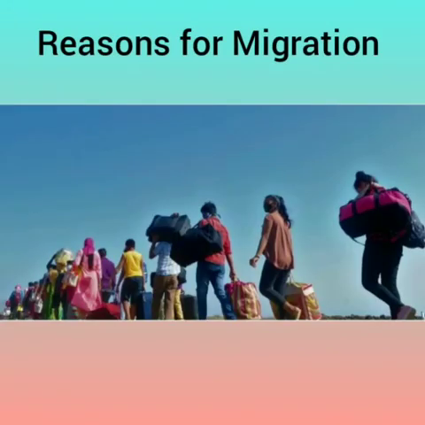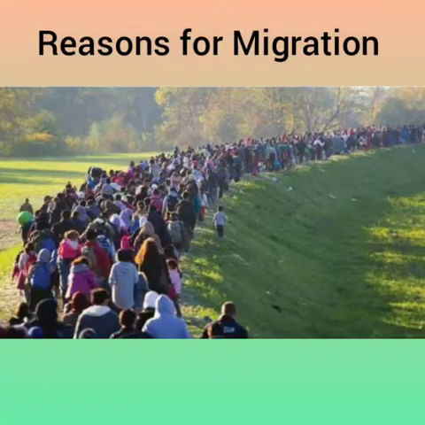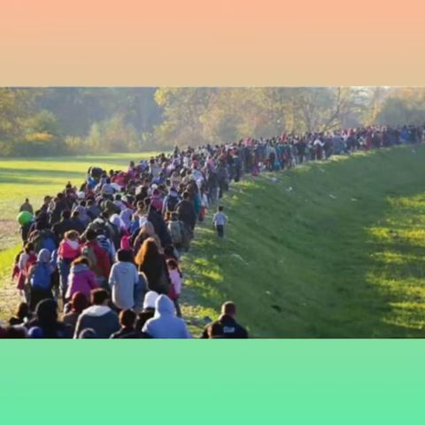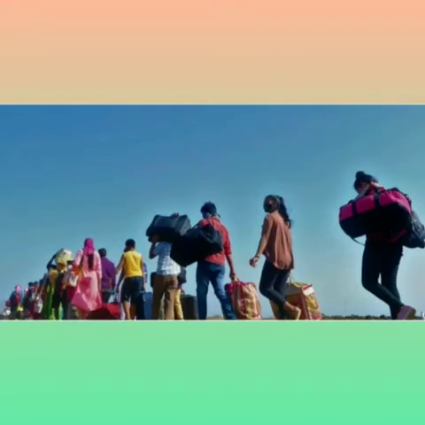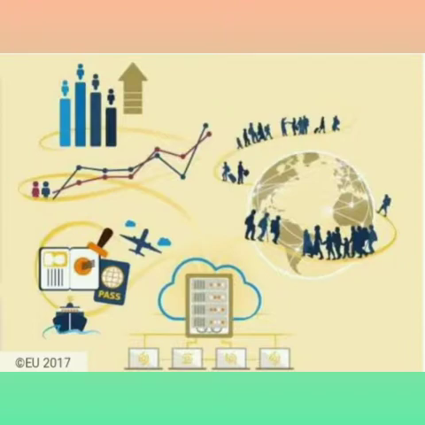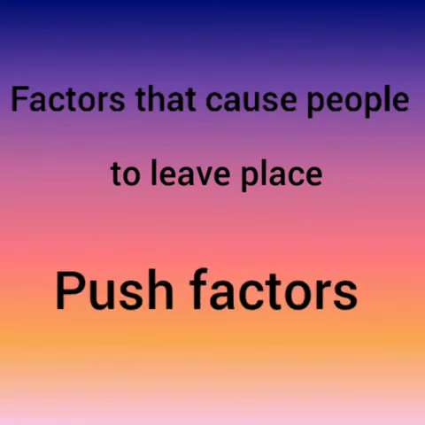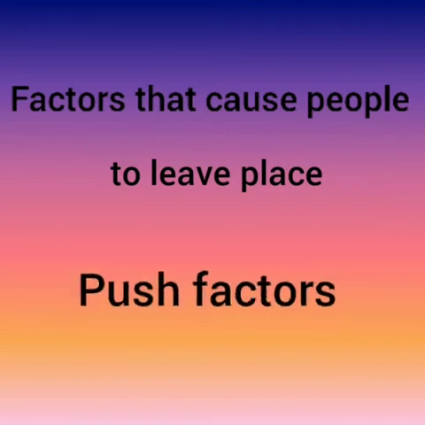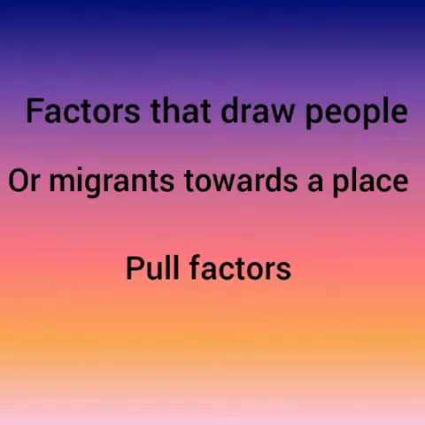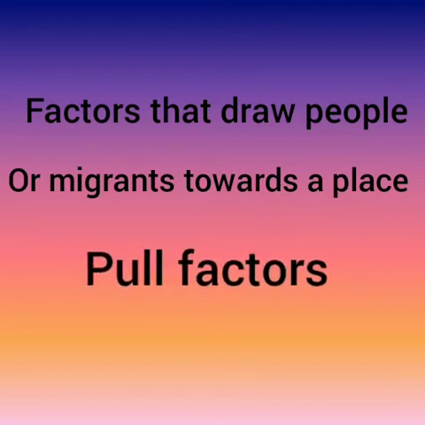What are the reasons for migration? People can migrate for multiple reasons. Early humans migrated mainly in search of food and in response to climatic changes and natural disasters. Today, migration occurs for a variety of economic, social, and political reasons. Factors that cause people to leave a place are called push factors, and factors that draw migrants towards a place are called pull factors.